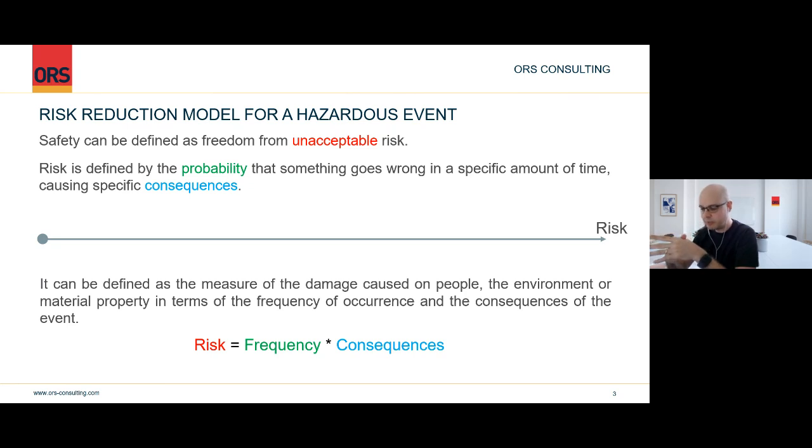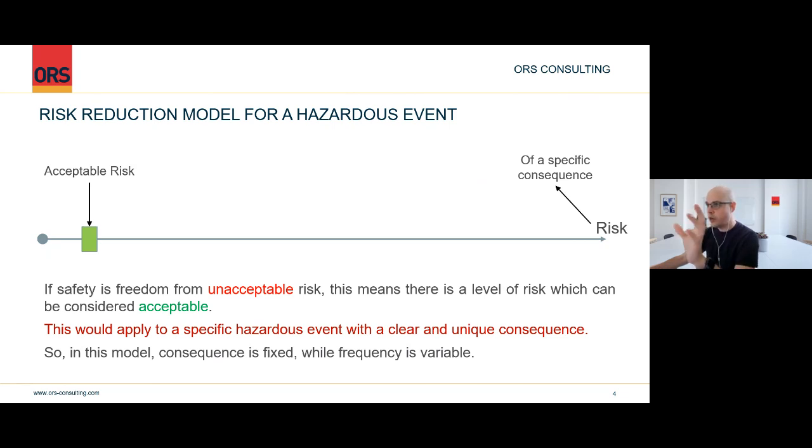Those consequences can be consequences on the safety of people, consequences on the environment. So it could be fatalities, it could be multiple injuries, it could be a significant environmental impact, but it could also be related to assets, right? So risk is the measure of the damage caused on people, the environment, or material property in terms of frequency of occurrence and consequences of the event. And we know we can express this mathematically just as frequency times consequence, right?